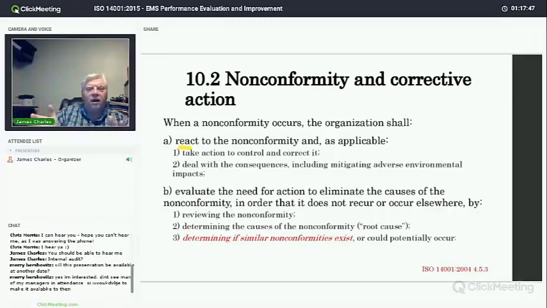Then we're going to evaluate the cause, or the buzzword is the root cause, for why the nonconformance has occurred, determining the cause, and this is one where we're seeing some activity, determining if a similar nonconformance occurs in other areas of the organization. So those of you that are on a multi-site certificate, if you see one nonconformance at one site, you need to look at the other sites to determine, does that nonconformance occur?